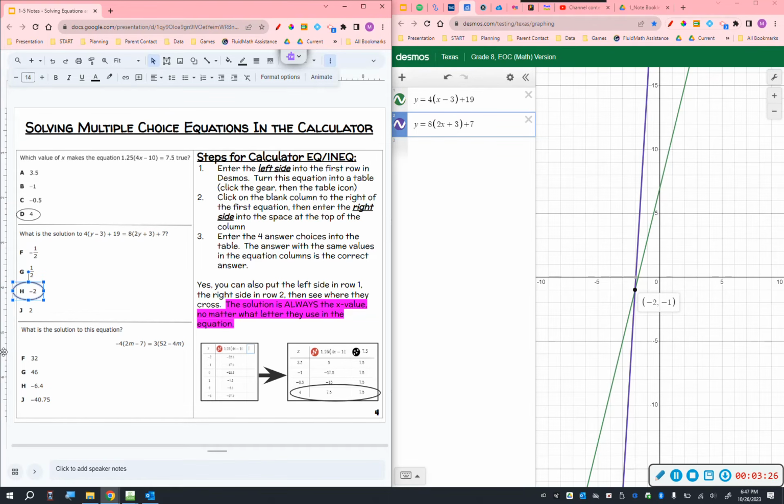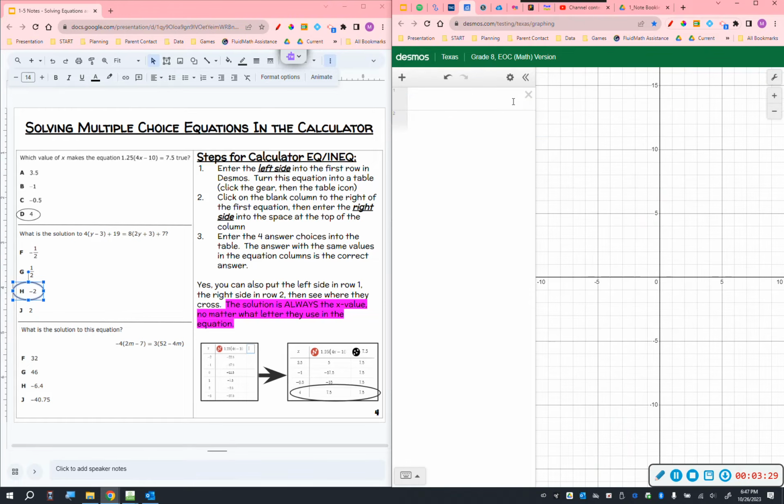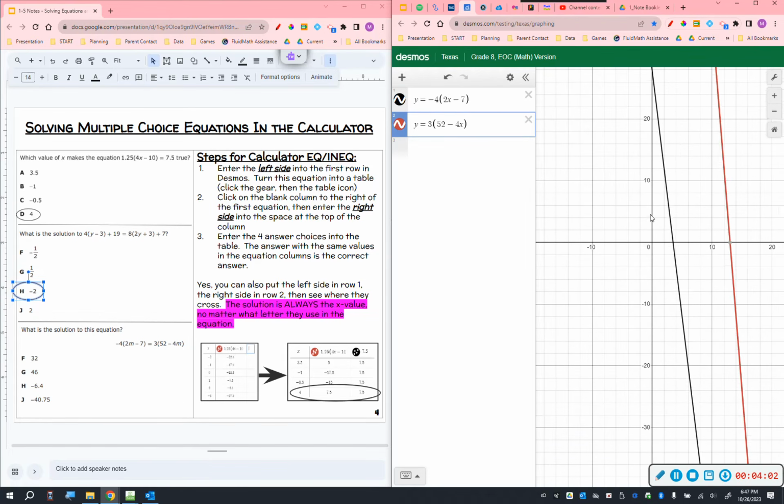Okay, this one down here, let's try it again. So we do y equals. The left side is -4 times 2m. I'm going to do 2x. It's not going to hurt me to do x, but I'm going to do x just to be safe. Minus 7. That's my left side. My right side is 3 times 52 minus 4x. Okay, it's a little harder. I've got to look a little harder to find it.